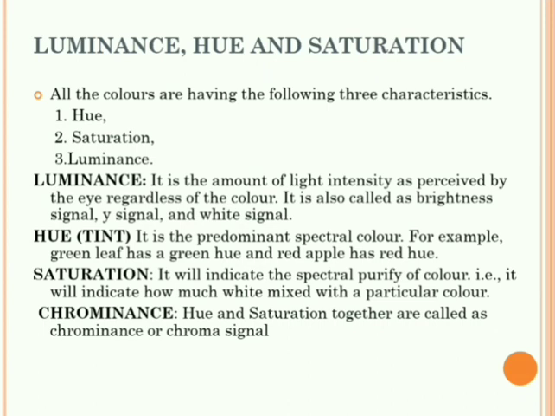Hue is nothing but the tint. It is the predominant spectral color. For example, a green leaf has a green hue and a red apple has a red hue. Whatever the actual color of that particular object is, that is nothing but the hue. As we have seen, the hue of a green leaf is green, and the hue of an apple is red, that is the tint. It is exactly the actual color of that particular object.